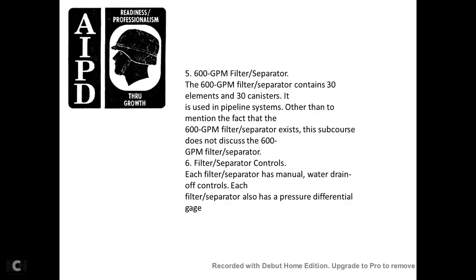5. The 600 gallon per minute filter separator. The 600 gallon per minute filter separator contains 30 elements and 30 canisters and is used with the pipeline system. Other than mentioning that the 600 gallon per minute filter separator exists, the subcourse does not discuss it. 6. The filter separator controls. Each filter separator has a manual water drain-off control. Each filter separator also has a pressure differential gauge.